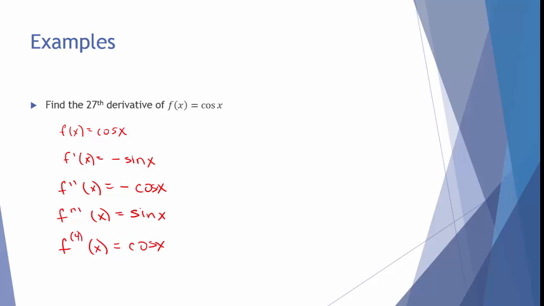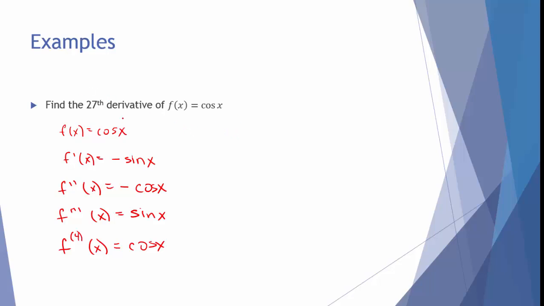What we're going to notice is that every fourth derivative is just going to bring us right back to cosine x. For example, the fifth derivative is negative sine x. Sixth derivative is negative cosine x. Seventh derivative is sine x. Eighth derivative will be cosine x. So what we want to do is say, okay, every derivative that is a multiple of 4 is going to be cosine x.